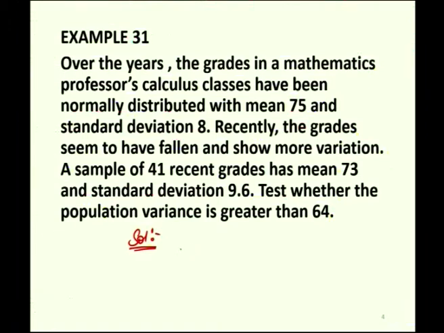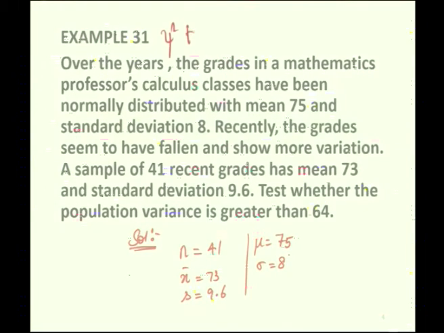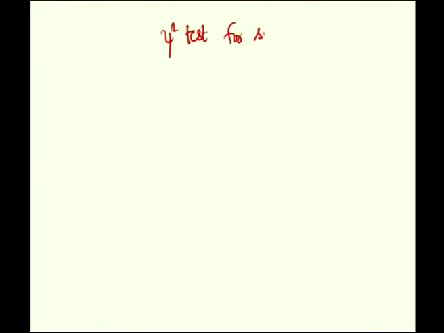Therefore, we first of all take out the values given in the question. n is equal to 41, moreover it is a large sample, and x bar is equal to 73 and standard deviation is equal to 9.6, and also the population mean is given. Population mean is 75 and population standard deviation sigma is equal to 8. We will go ahead with testing the single variance using chi-square test. So, this is chi-square test for single variance. The procedure has been already discussed in the previous session.